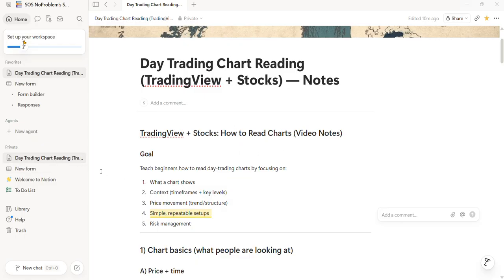So the goal is to teach beginners how to read day trading charts by focusing on what a chart shows, context, time frames, plus key levels, price movement, trend structure, simple repeating setups, and then risk management.